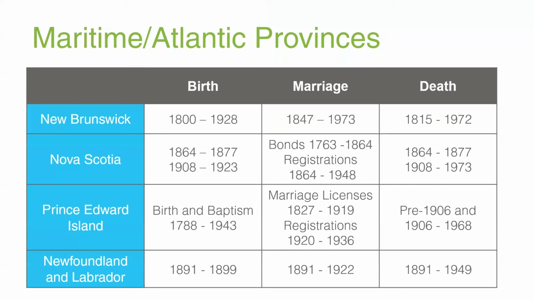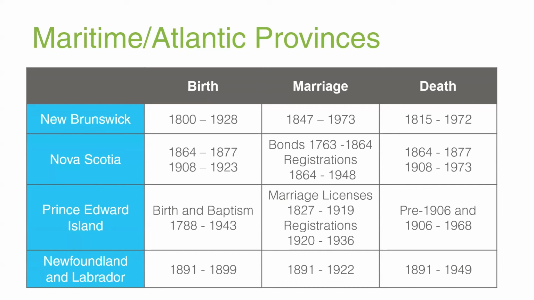I want to look at some of these charts that have the dates of the births, marriages, and deaths available in the different provinces. I've broken them out by the different regions in Canada, as they follow similar rules of thumb when it comes to record creation. The first one is the Maritime or Atlantic provinces. This includes New Brunswick, Nova Scotia, Prince Edward Island, and Newfoundland and Labrador.